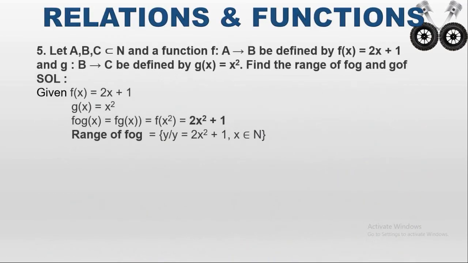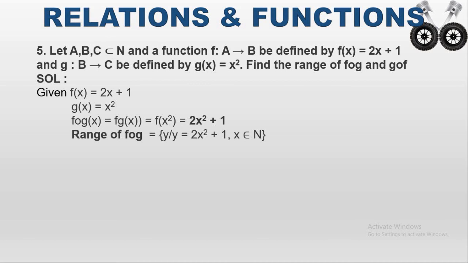Next one is question number 5. Let a, b, c be subsets of N, and a function f from a to b be defined by f of x equal to 2x plus 1, and g from b to c be defined by g of x equal to x square. Find the range of f composition g and g composition f.